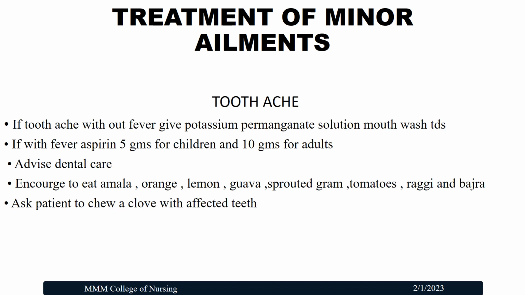Toothache. If toothache without fever, give potassium permanganate solution mouthwash, TDS. If with a fever, give aspirin, 5 grams for children and 10 grams for adults. Advise dental care. Encourage to eat amla, orange, lemon, guava, sprouted gram, tomatoes, ragi and bajra. Ask the patient to chew a clove on the affected tooth.